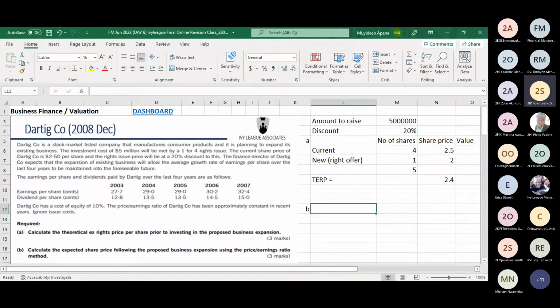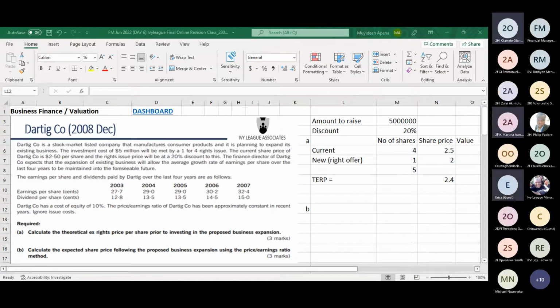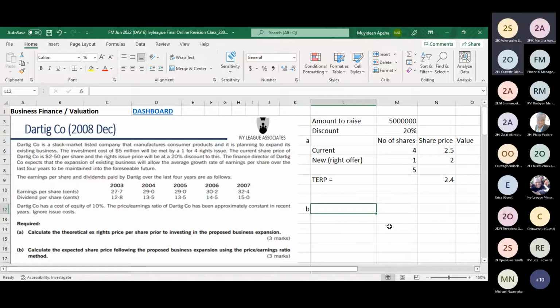I asked, what comes to your mind? We are asked to calculate the expected share price following the proposed business expansion using the PE ratio method. What comes to your mind? Maybe earnings divided by... well, we don't have earnings. I think, just for us to do PE ratio multiplied by the EPS.